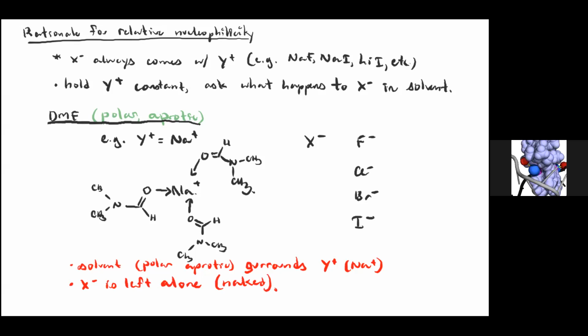And so then we ask the question, what's the relative reactivity of these isolated X minus anions? And that tracks with pKa, because pKa measures directly the stability of the species on either side of the equation. So in this case, the energy of fluoride in DMF is going to be highest, and that is because HA has the highest pKa.